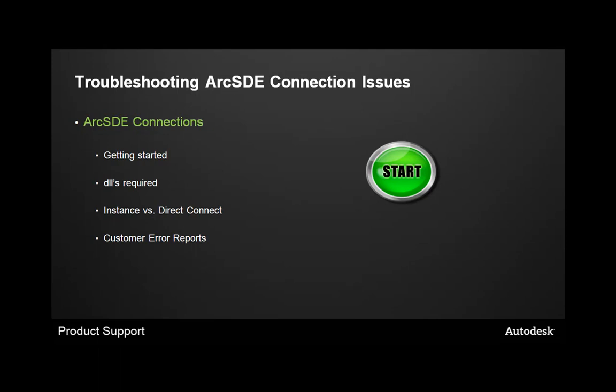To start, we're going to talk about troubleshooting ArcSDE connection issues. When we're creating ArcSDE connections, the things that we need to be concerned about are how to get started, so what files need to go in what places to make the connection work, the DLLs that are required to make this successful connection, instance versus direct connection property types, and customer error reports.